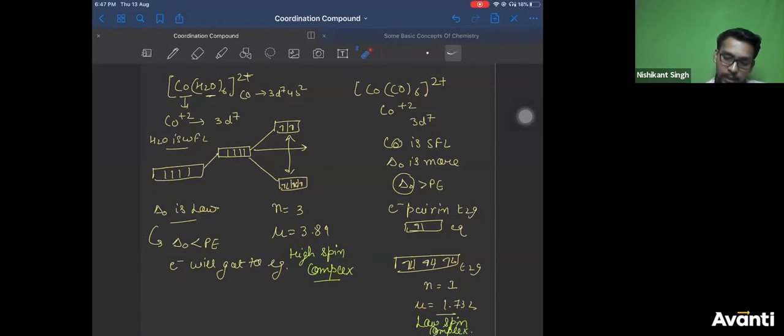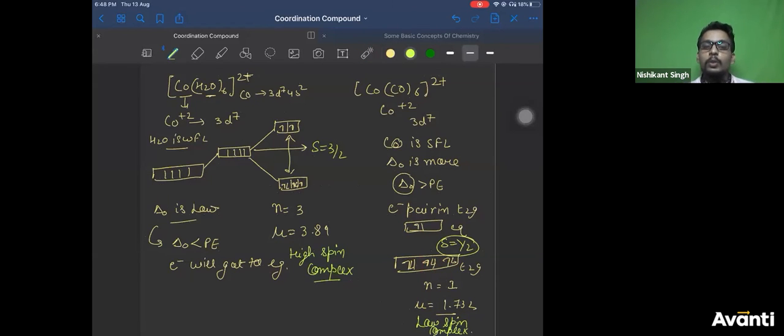Why? Because here the spin is more: 1 by 2, 1 by 2, 1 by 2, so the total spin is 3 by 2. Here plus 1 by 2 and minus 1 by 2 cancel, in each pair, and only one spin is left, that is 1 by 2. The spin is less, so low spin.